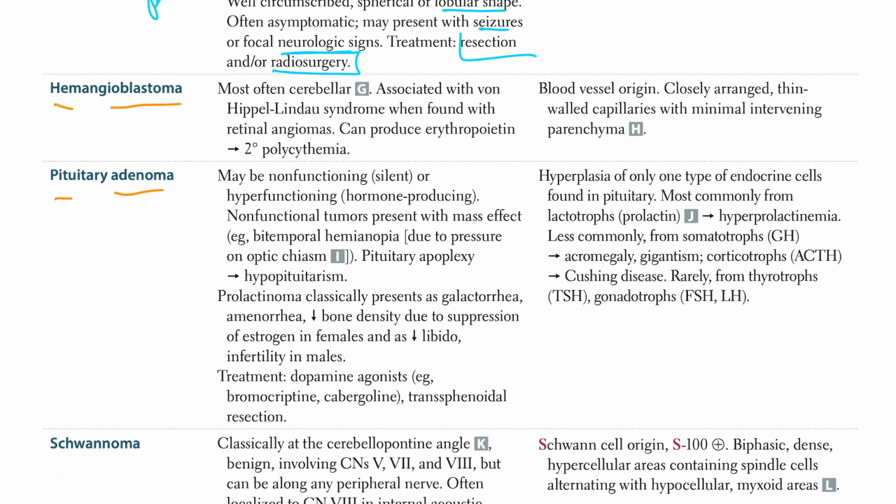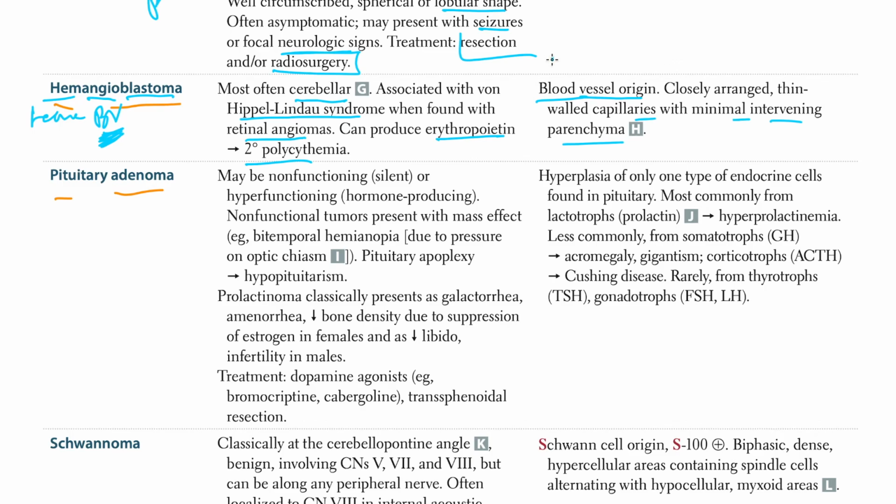Moving on with hemangioblastoma. Heme means heme. Angio means blood vessels. Blastoma is just a tumor. Most often cerebellar, associated with von Hippel-Lindau syndrome. When found with retinal angiomas, can produce EPO, erythropoietin, which leads to secondary polycythemia. It is again a blood vessel origin, because angio means blood vessels. Commonly arranged thin-walled capillaries with minimal intervening parenchyma.